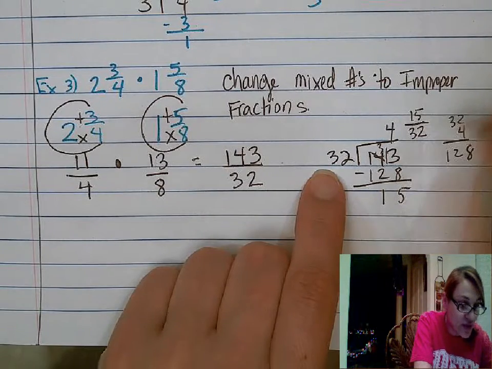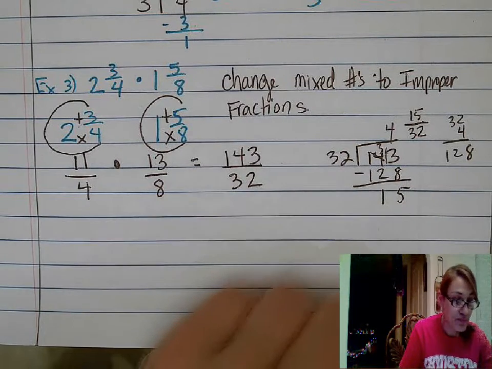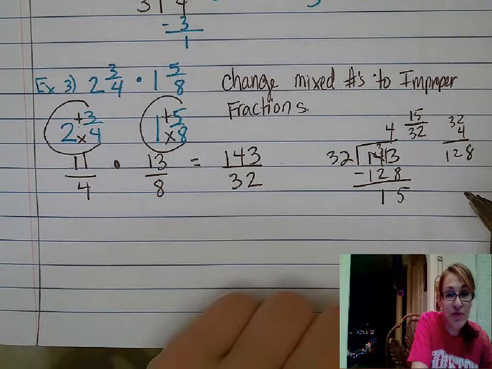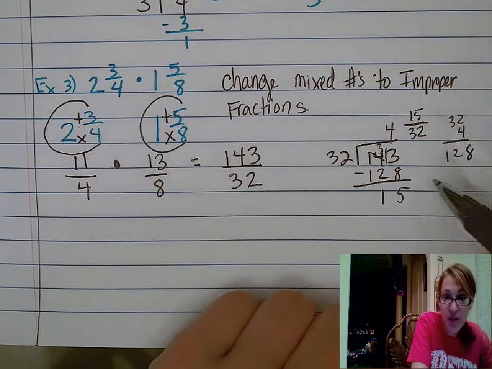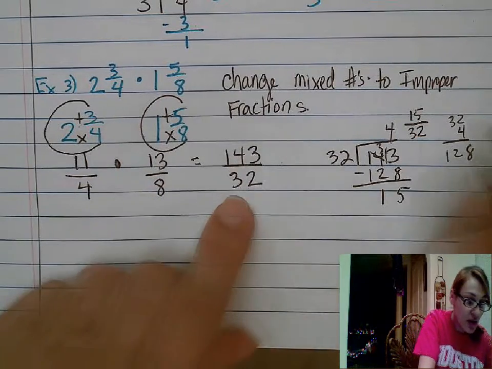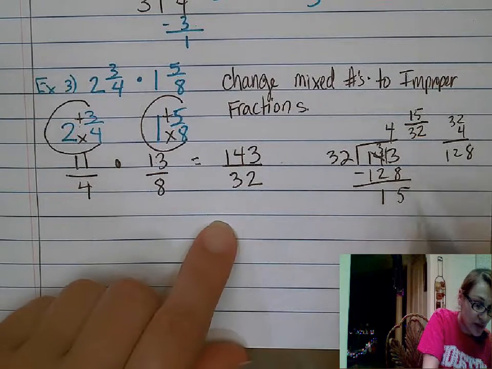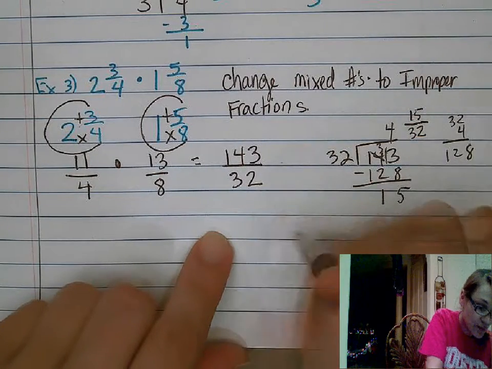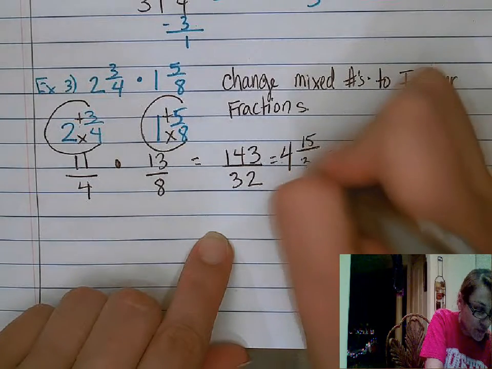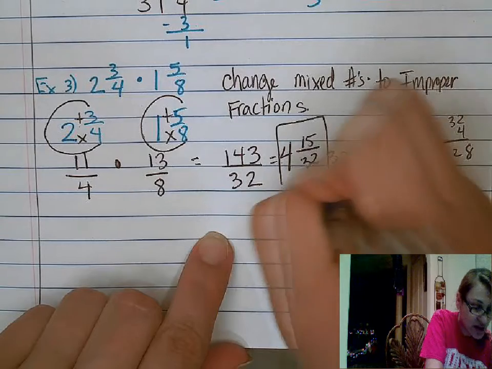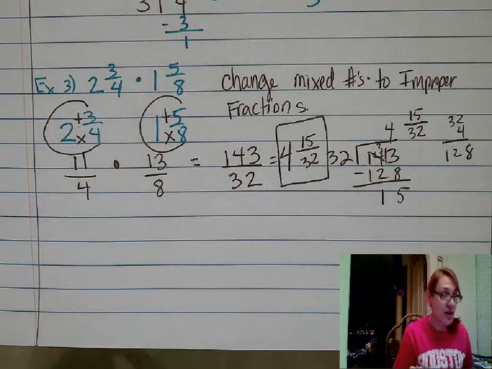And again, if you can simplify the fraction, you'll want to simplify it. But in this case, you can't simplify. There's nothing that can go into 15 and 32 evenly. So your answer here, 143 over 32, is actually 4 and 15 over 32. So make sure you box your answer. Okay, so that is how you multiply fractions.